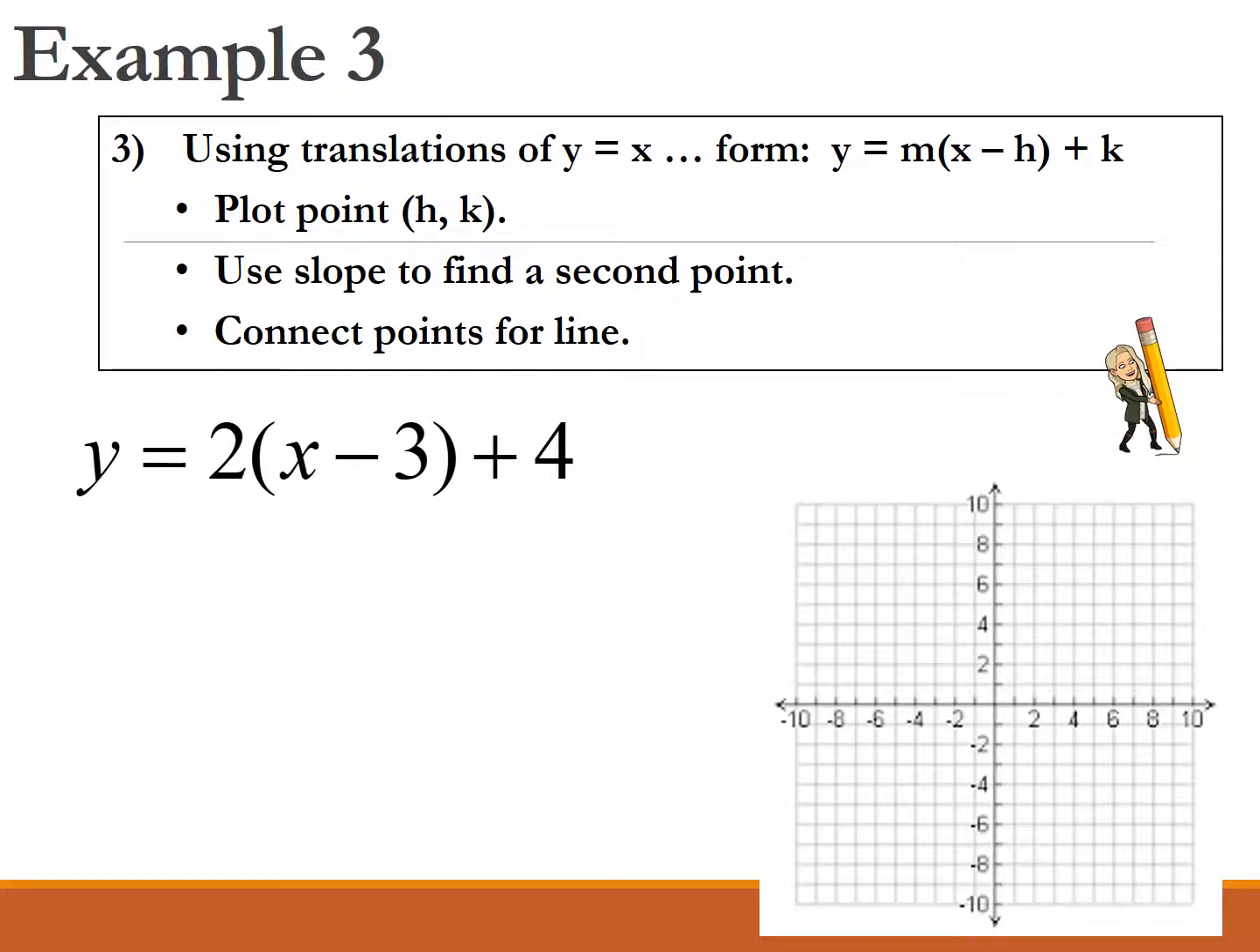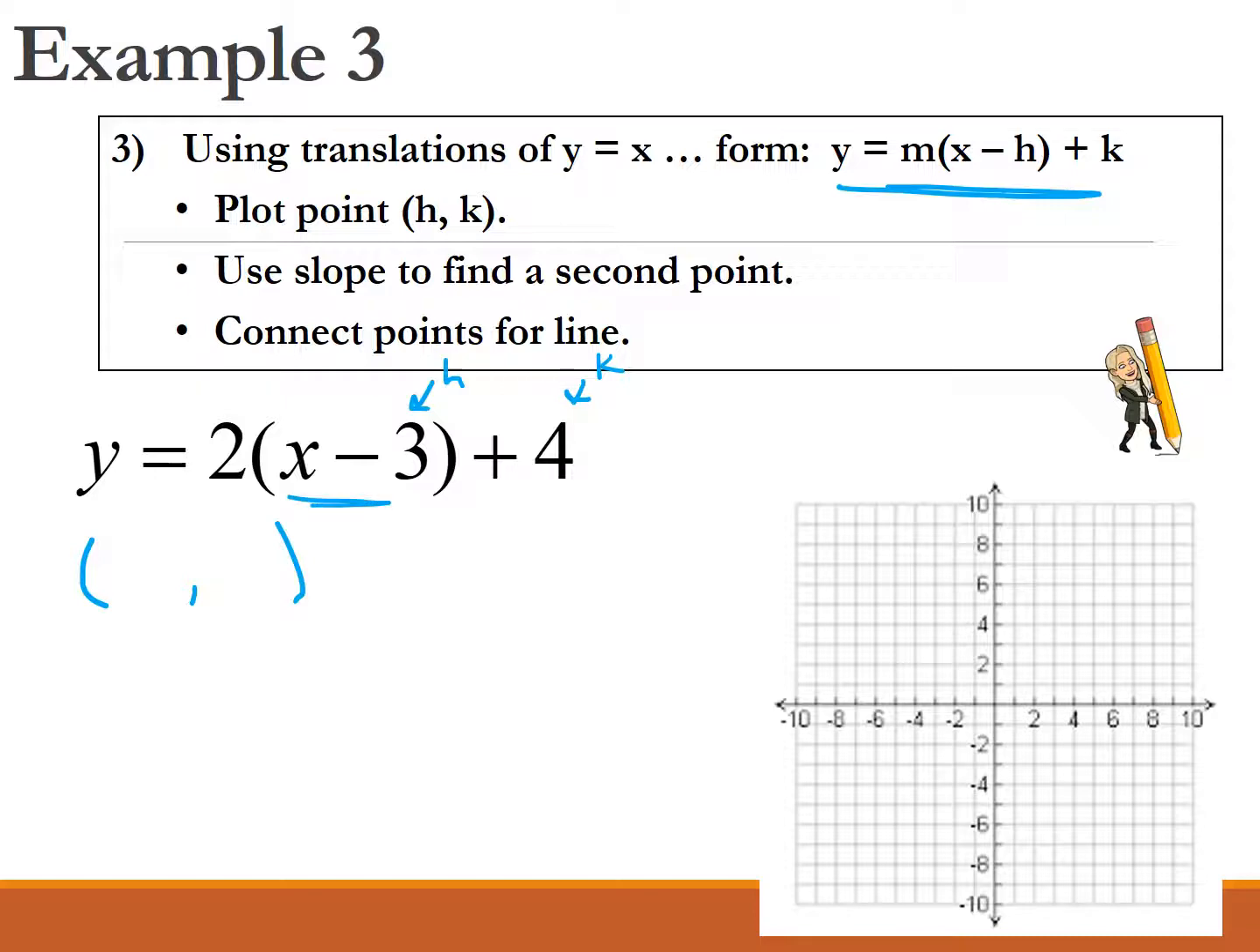So here is an equation in that translated form. y equals m times the quantity x minus h, plus k. So this negative 3 right here, that's my h value. The 4 is my k value. So the very first thing I need to figure out is what is the point that I need to graph.